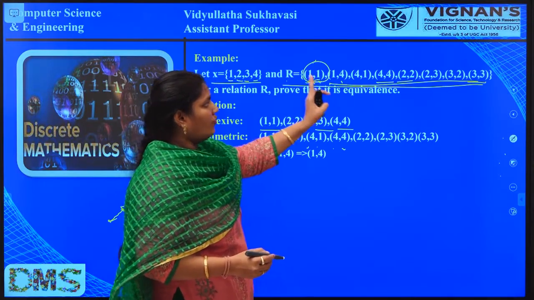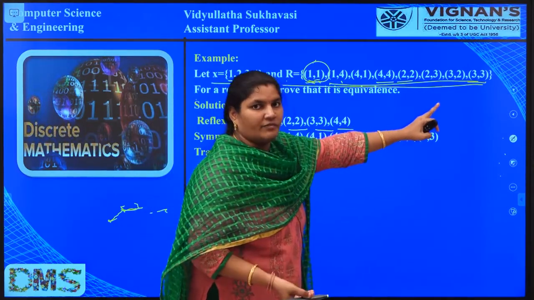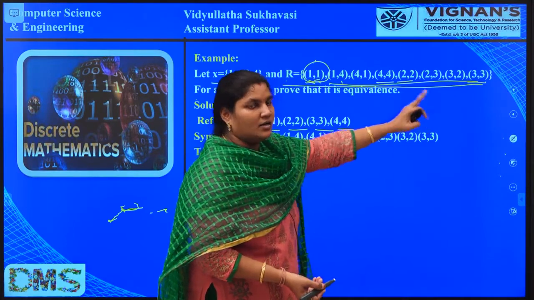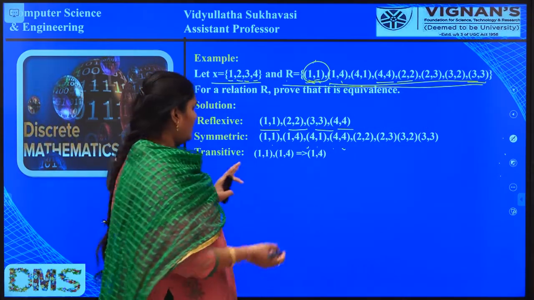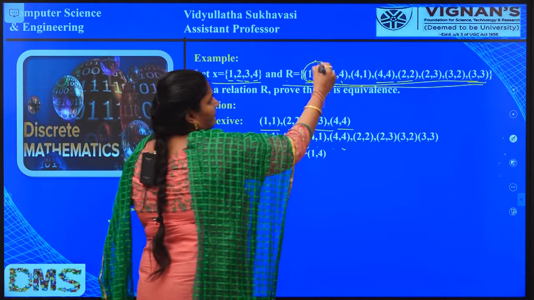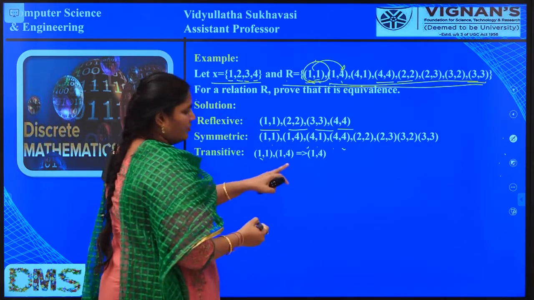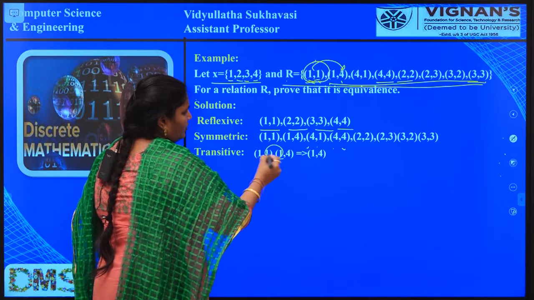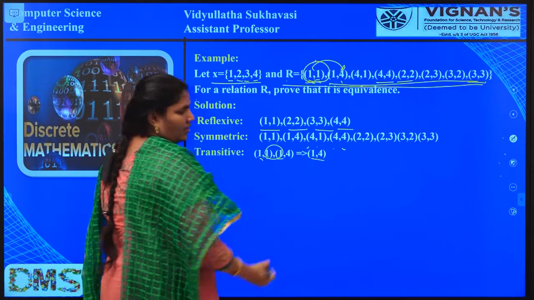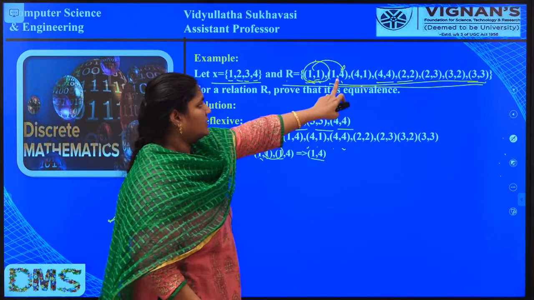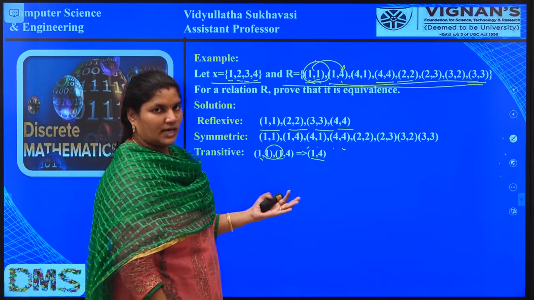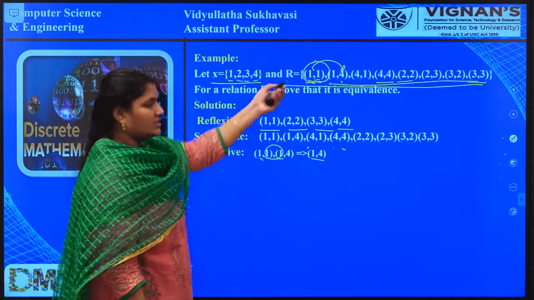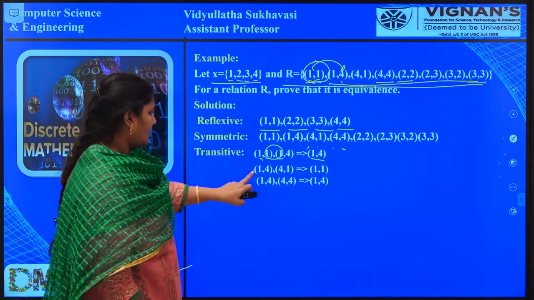That means whatever the ordered pairs starting with 1 in the remaining relation R, that should be checked. So 1, 1 is checked with 1, 4. Here the B element is removed, so we will get A, C as 1, 4. So 1, 4 is in relation R. So it is satisfying transitive for the first ordered pair.